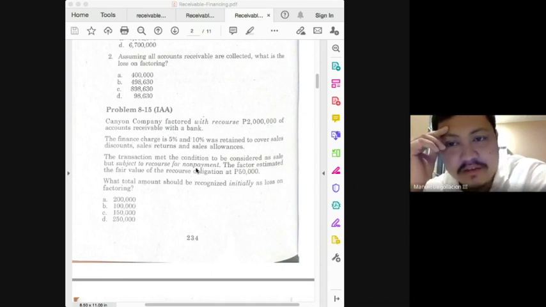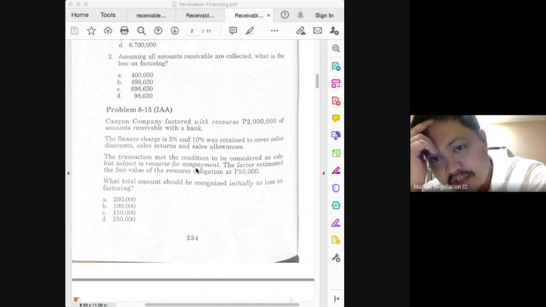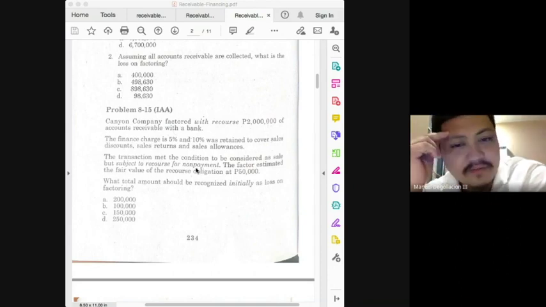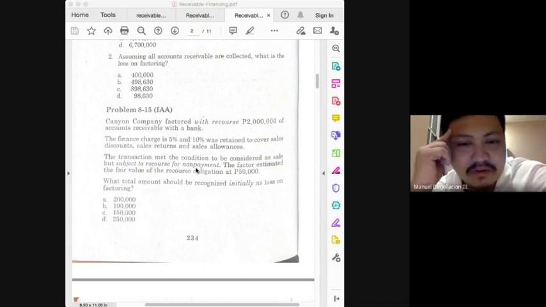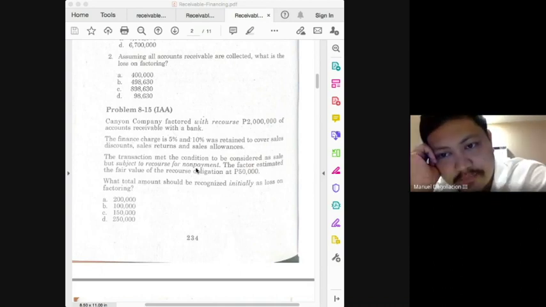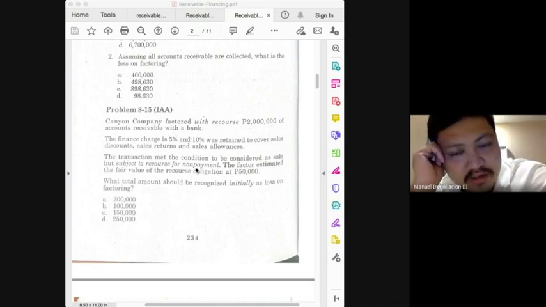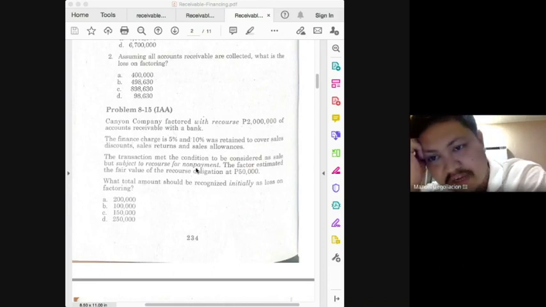Now, again, I mentioned this earlier. If the factoring is with recourse, then you will have to recognize a contingent liability, your recourse liability, and the consequence of having to recognize a recourse liability is it will increase your loss on factoring.